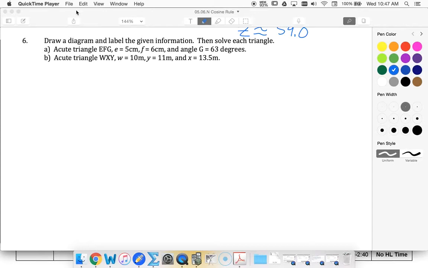All right, in this one I'm just given information that I need to draw out myself. So we've got an acute triangle EFG. Side E is 5, side F is 6, and the angle in between those is going to be 63 degrees.